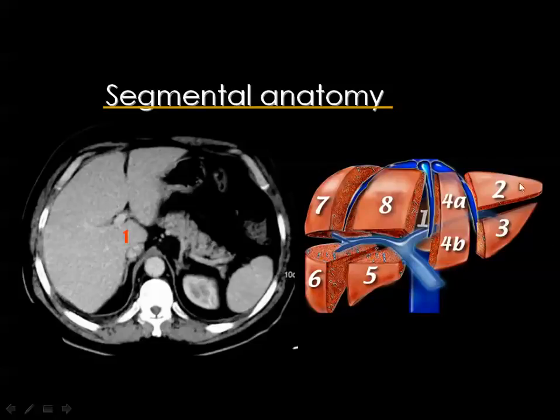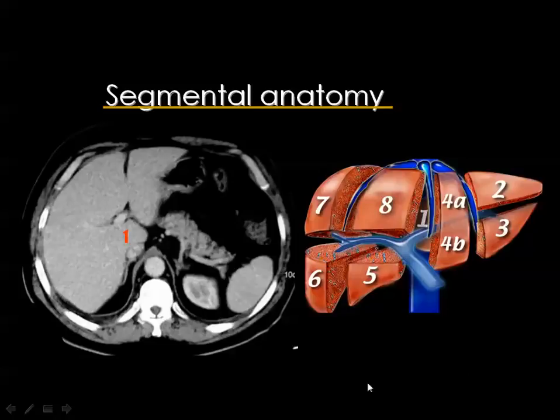This is the left lobe, and this is the right lobe. And you know that the left lobe is formed of the lateral segment and the medial segment. The right lobe is formed of the anterior segment and the posterior segment. Each of these segments is divided once more into two segments. One is above and one is below. Then you should know that the part of the liver which is located between the portal vein and the IVC is the caudate lobe, and this is segment number 1.